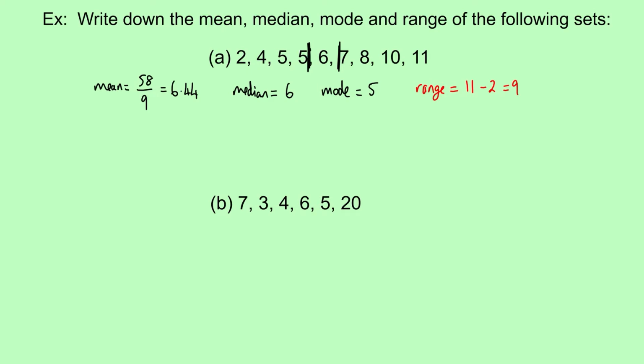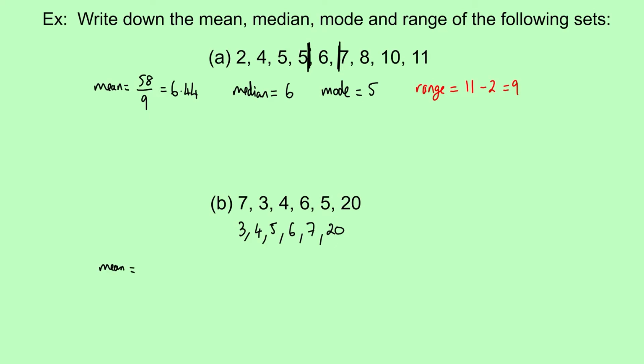What you'll notice first of all here is that the numbers are not in order. So I'm going to rewrite these numbers in order. We've got 3 as the lowest number, 4, 5, 6, 7, and 20. Notice that 20 is a little bit off the kind of normal range of the data set. That's going to affect some of our answers. So let's start again with the mean.